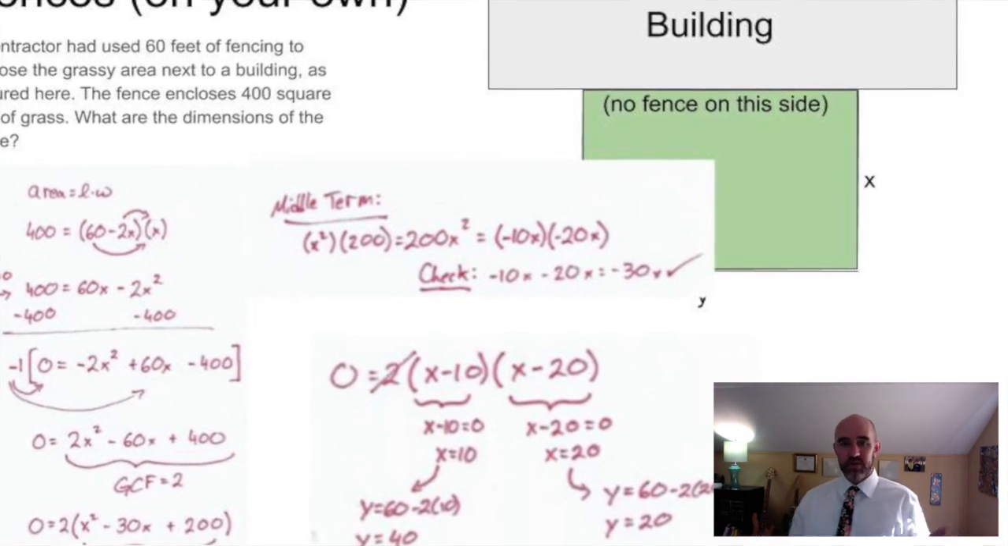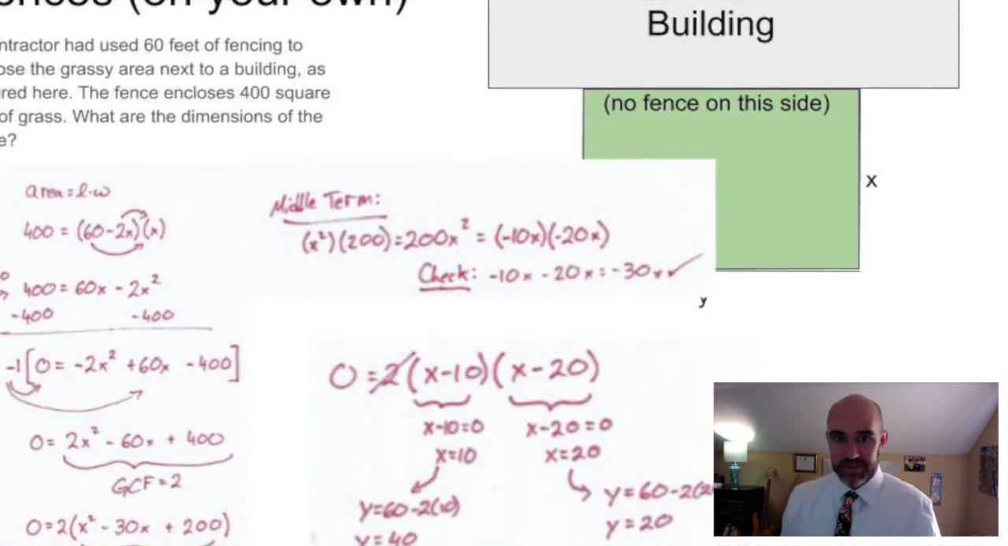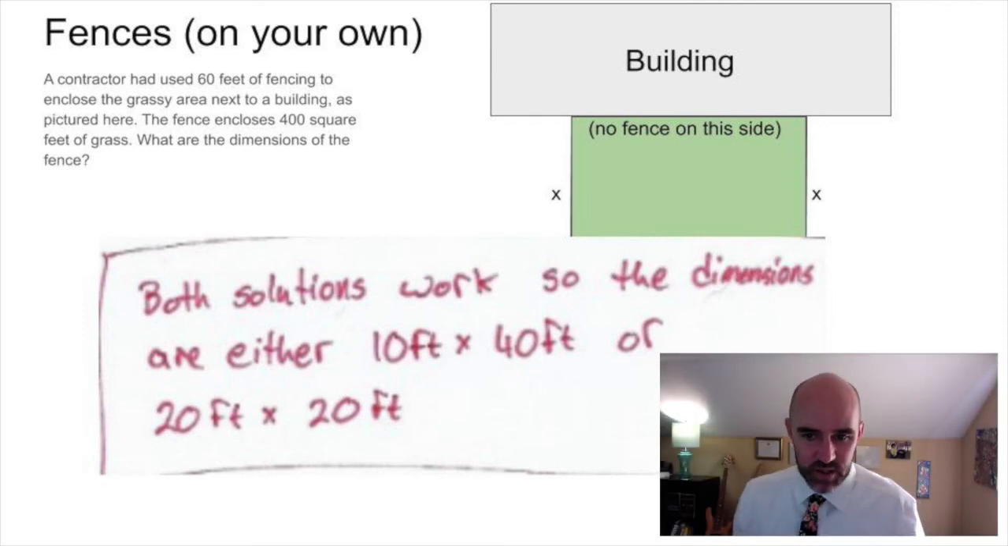You can have 20 feet of fencing. Now if it's at negative 20, that's a different story. So both solutions work. So the dimensions are either 10 feet by 40 feet or 20 feet by 20 feet. End of story.